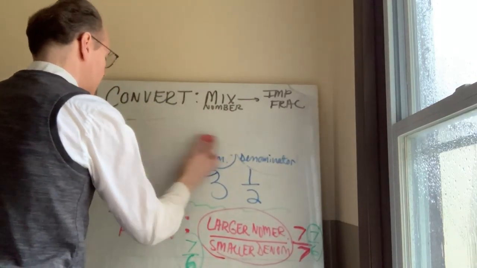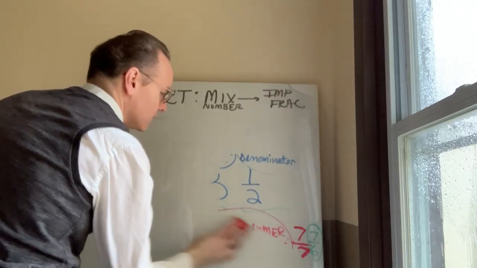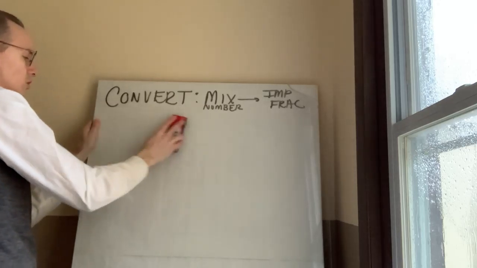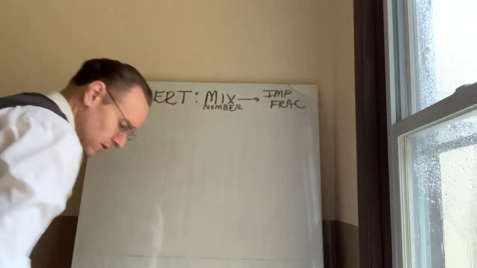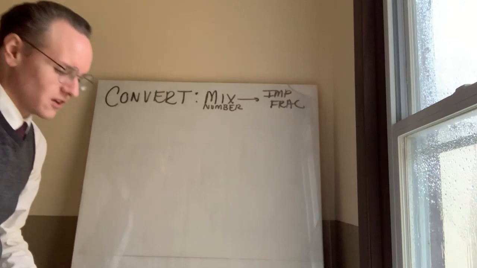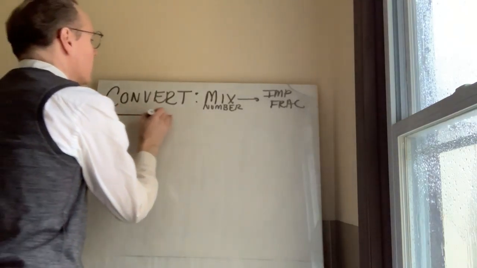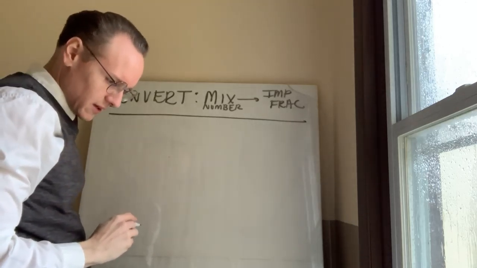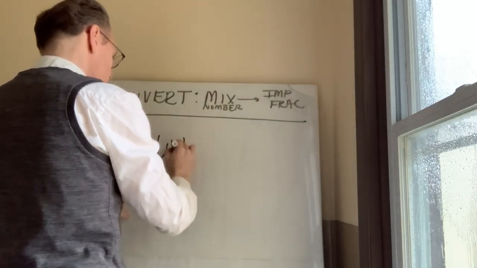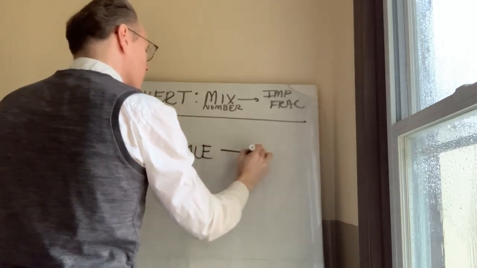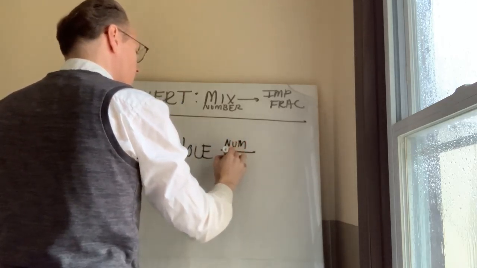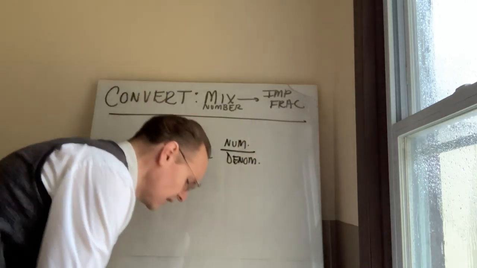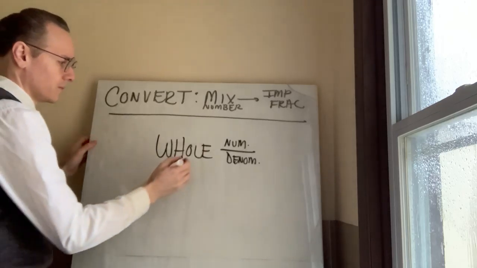More universally understood. Or I should say it is universally understood. Okay, now as for a process, if you're gonna convert from a mixed number to an improper fraction, I would do it like this. Whatever the whole is, and then you have your numerator and your denominator here. Sort of a flow of traffic, if you will.